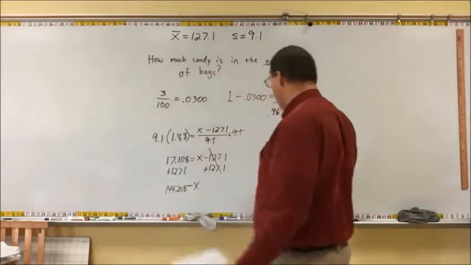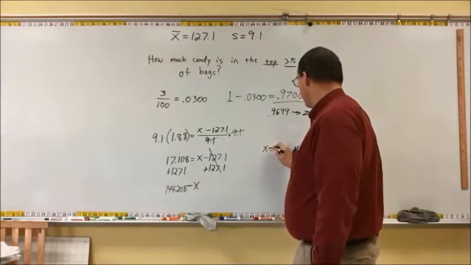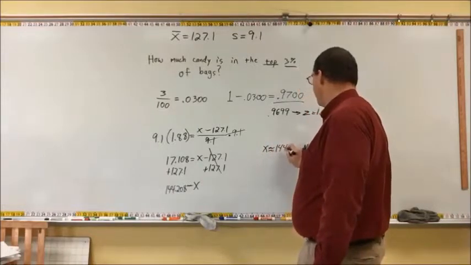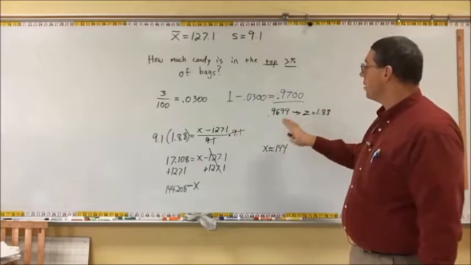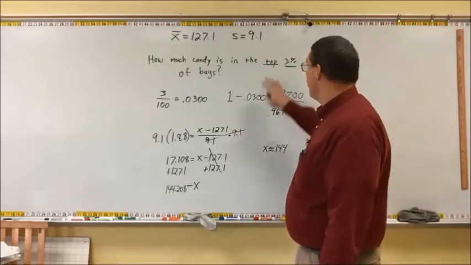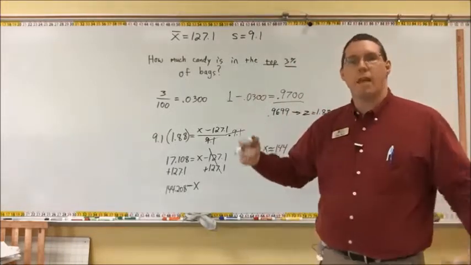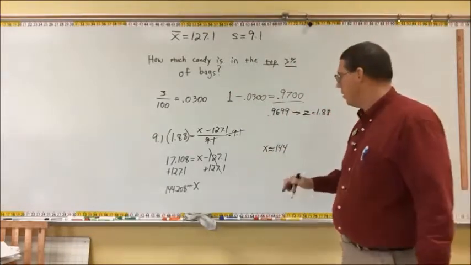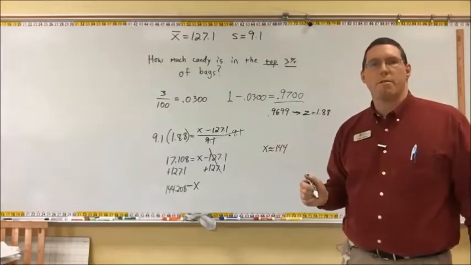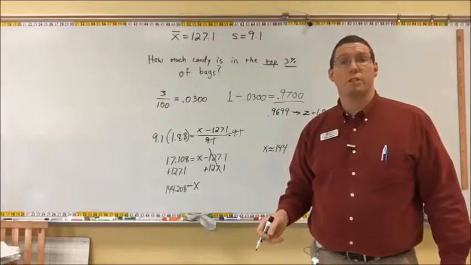All right. And so we're going to say about 144. We're going to say that it's approximately equal to 144 pieces of candy. That means that there is at least 144 pieces of candy in the top 3% of bags. The 3% of bags that have the most candy in them have at least 144 pieces of candy in them. Okay? Now let's try a middle percentage question.